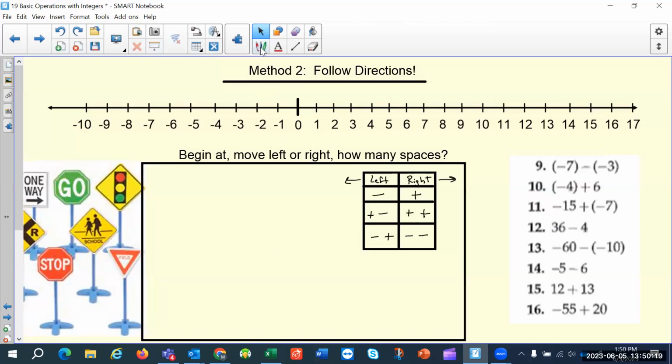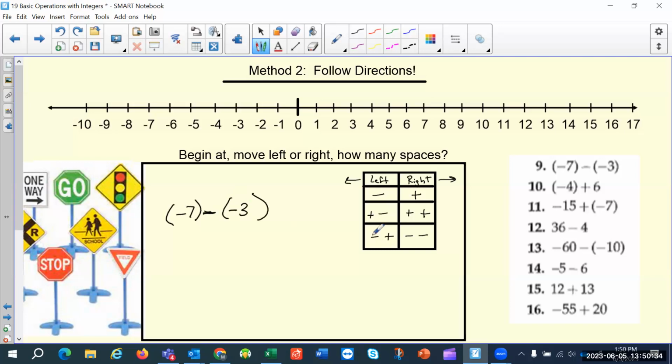Here we go. Can they make it difficult? Well, they can try. -7. Now they have it in parentheses. That doesn't do anything. Still -7 minus a -3. This is where we start. We're going to start at -7. Which direction are we going to go? Well, that's where we look for these signs inside here.